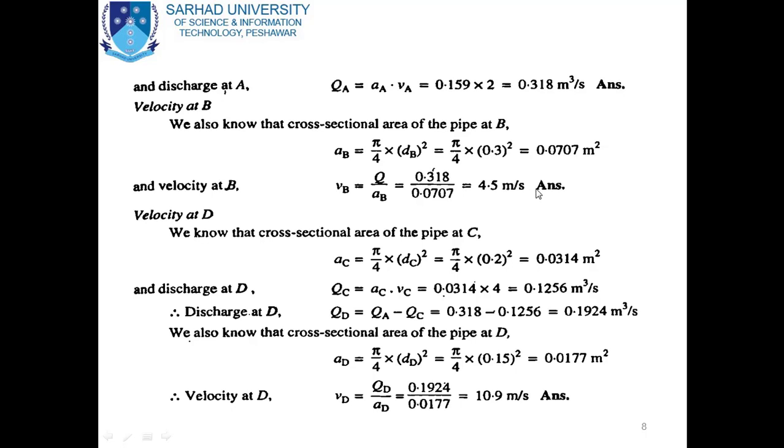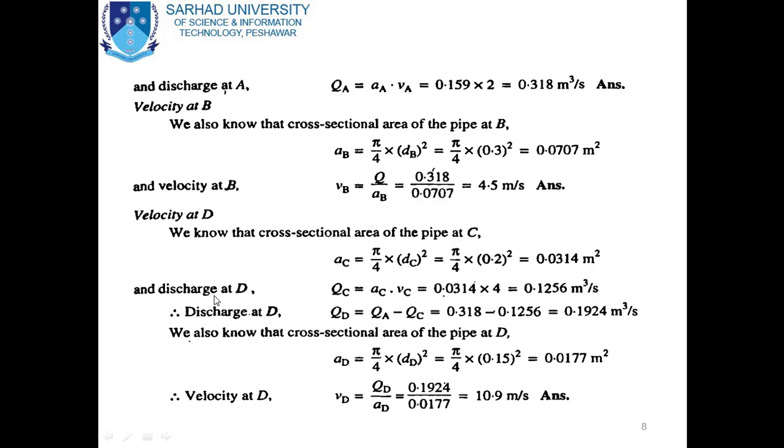Now we have to find the velocity at D. For that, first of all we have to find the cross-sectional area of the pipe at point C. So AC is equal to pi by 4 DC square. DC is already given, 0.2, so we will get the area AC, which is equal to 0.0314 square meter. Now to find the discharge at C, QC is equal to AC times VC. So AC is already found out and VC is already given. So put the value, you will get the value of QC, which is discharge at point C, which is equal to 0.1256 cubic meter per second.